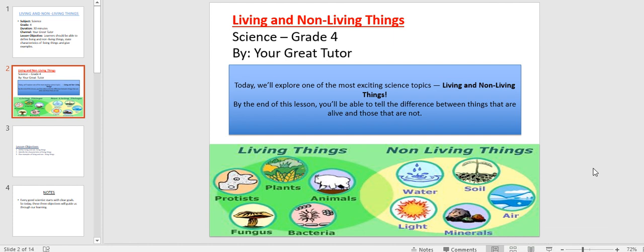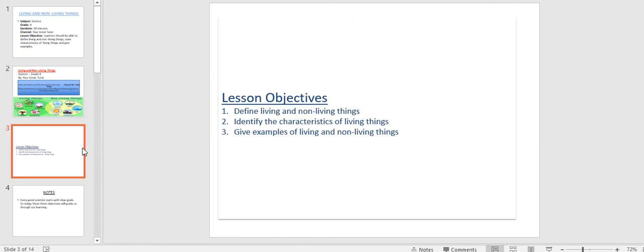For the living things we have the plants, the animals, bacteria, fungus, and protists. For the non-living things we have water, soil, light, minerals, and air. Just keep that in your mind so that when we go deep into the notes, you will be able to distinguish well between the living and the non-living things. Let's continue to the next slide.